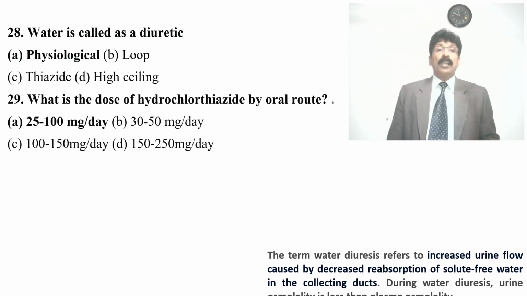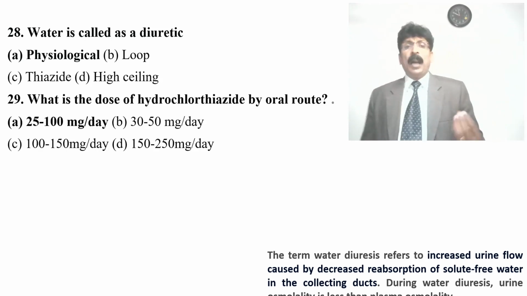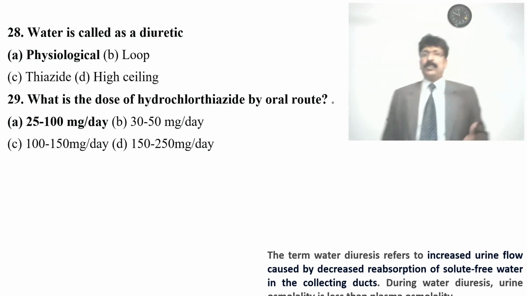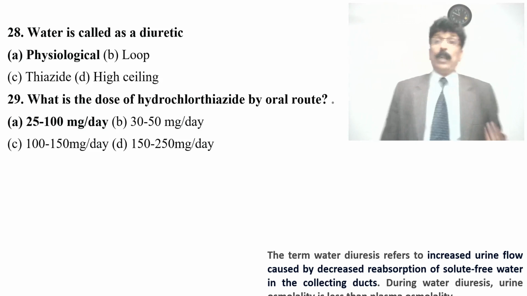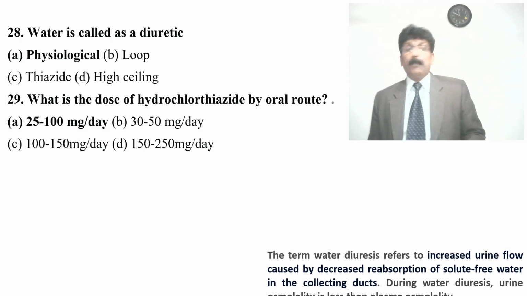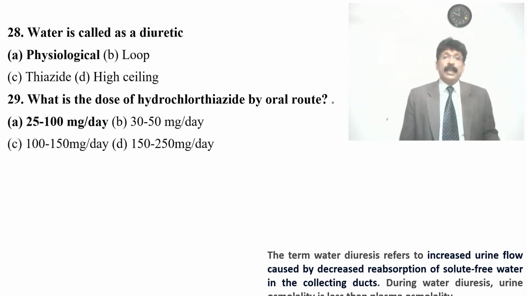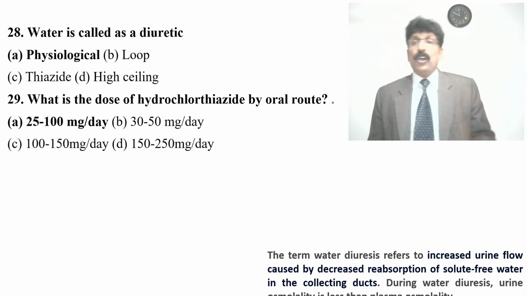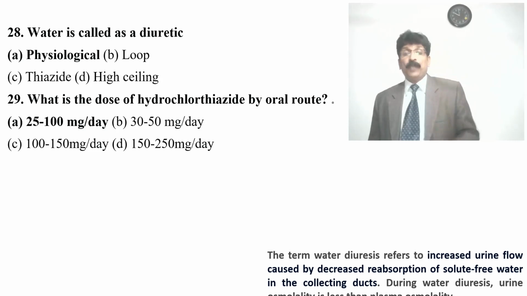And you can see what is the dose of hydrochlorothiazide by oral route. Hydrochlorothiazide is a diuretic actually. What is its dose? The choices given are 25 to 100 milligram per day, 30 to 50 milligram per day, 100 to 150 milligram per day, 150 to 250 milligram per day. The correct answer is 25 to 100 milligram per day.